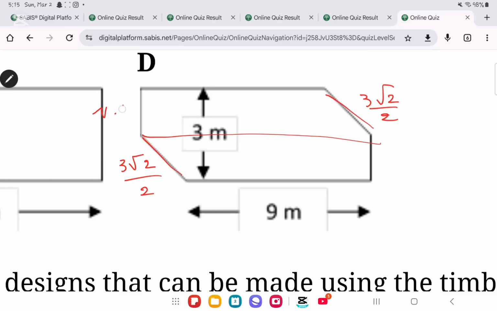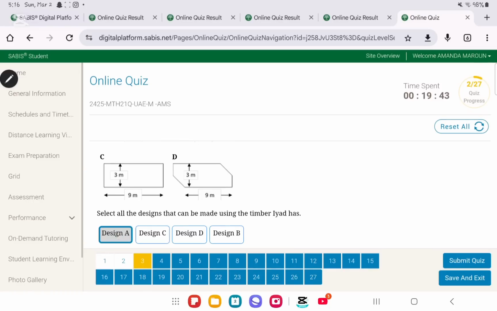And now this is 1.5, this is 9, and this is 1.5 and 9 again. So we are going to add them. It's going to be 9 plus 3 radical 2 over 2 plus 1.5 plus 9 plus 3 radical 2 over 2 plus 1.5. You add them all together, you are going to get an answer which is approximately 25.2. It's definitely greater than 24, so we're not going to take it. So our only 3 options are A, B, and C.